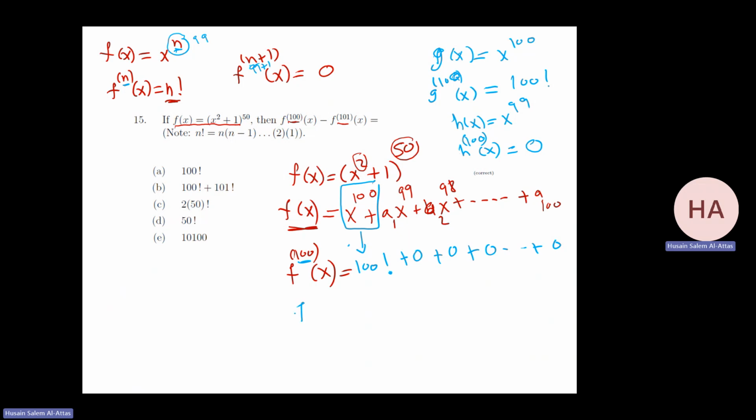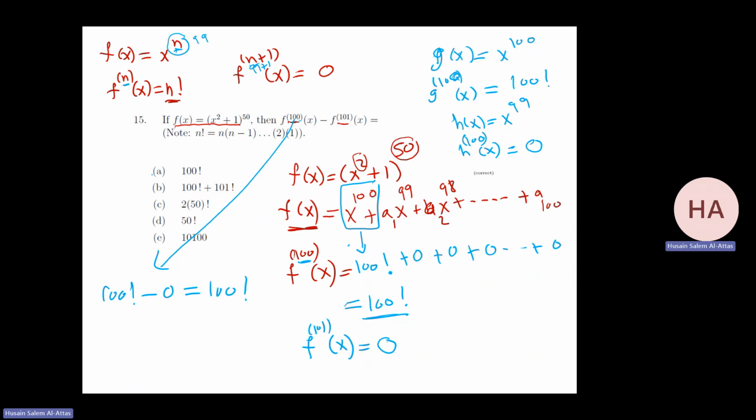So now what will be the 100th derivative? Let me finish it. That gives me 100 factorial. The rest are zeros, I don't have x. So for the 100th derivative, it's just a number, and the derivative will be 0. So my result will be what? 100 factorial minus 0, which is 100 factorial, and that will be my answer.